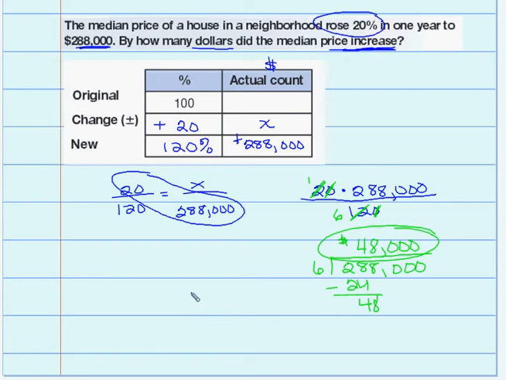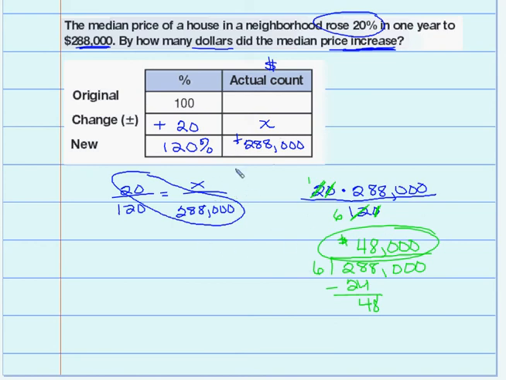Okay, you can ask yourself if that makes sense. You can subtract that from the 288,000 to find the original cost, and you should see that it actually went up, which would be an increase. So there's a lot of things you can do to check to make sure that your answer makes sense.